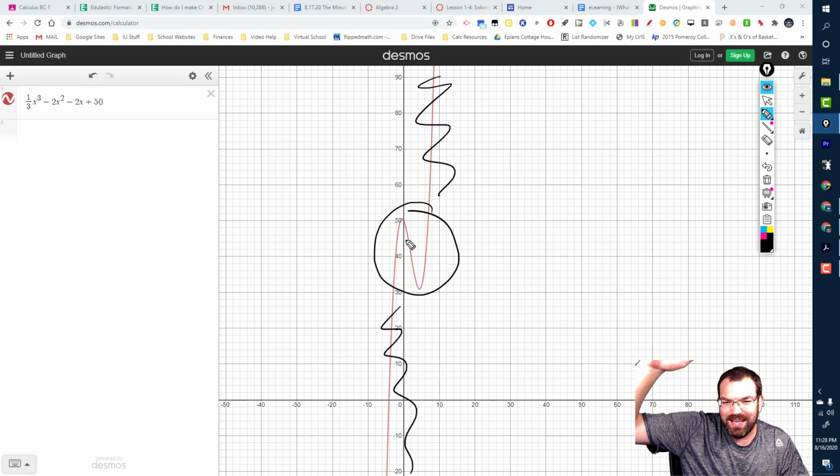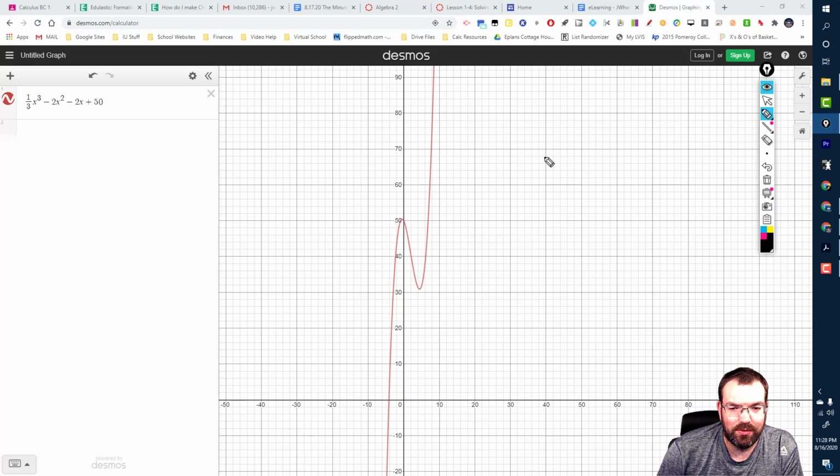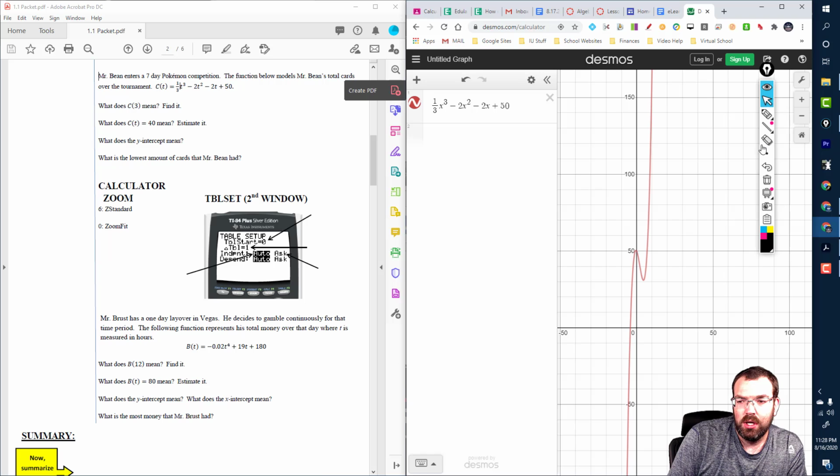I don't care about the highs and lows. We'll talk about that later on this year. We will care about that later, but not right now. And what do I want to do? Well, I want to use this graph now to figure out what I need to do for the actual equation, or like this work over here. So, what does that mean?